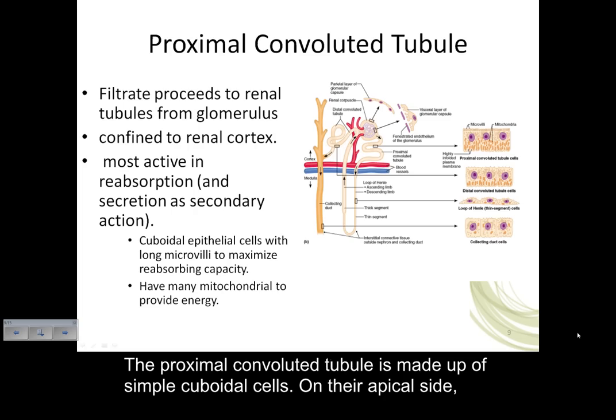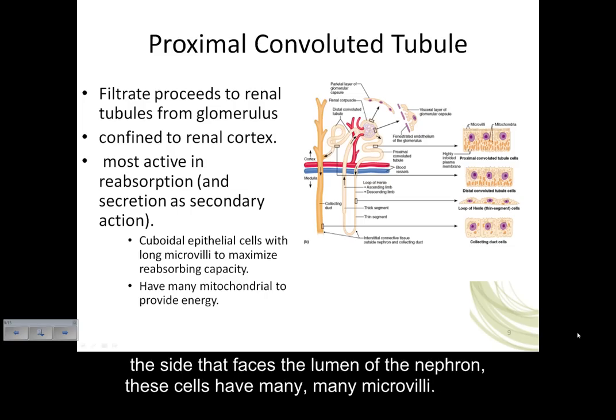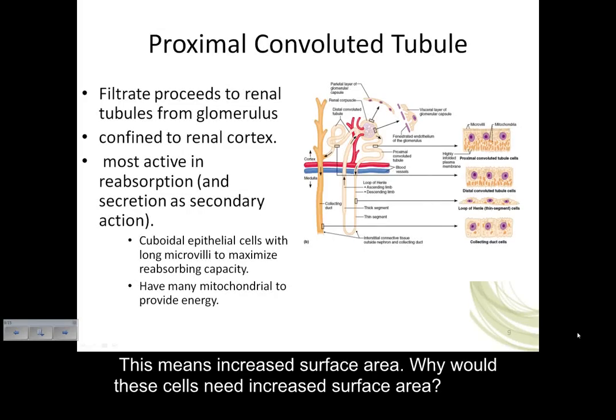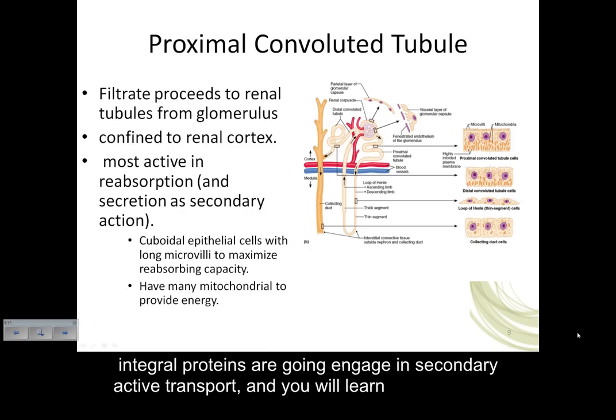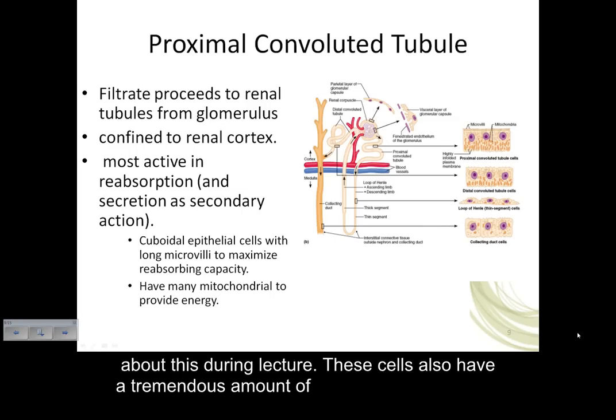The proximal convoluted tubule is made up of simple cuboidal cells. On their apical side, the side that faces the lumen of the nephron, these cells have many microvilli. This means increased surface area. Why would these cells need increased surface area? They need increased surface area in order to insert integral proteins. These integral proteins are going to engage in secondary active transport, and you will learn about this, again, during lecture.